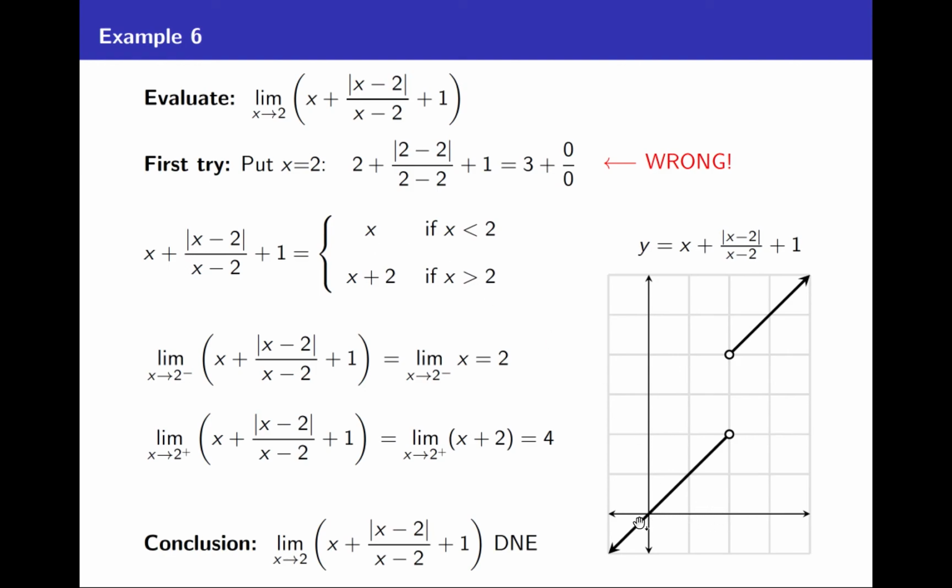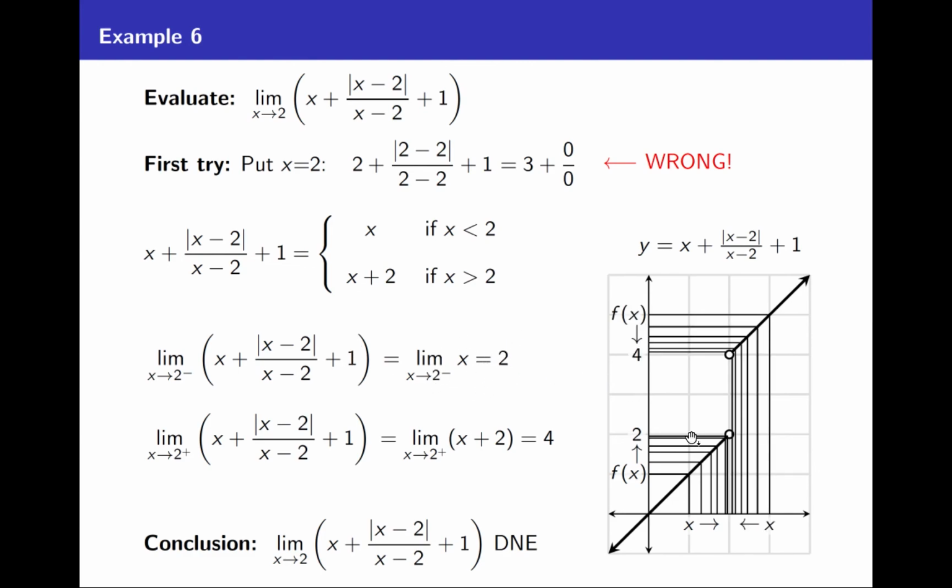So for these values of x less than 2, we graph y equals x, which is a straight line with slope 1 and y-intercept 0. So the graph of our function looks something like this. It has a break in it. And sure enough, you can see here that as x approaches 2 from the left, f of x gets closer and closer to 2, as we computed here. And as x approaches 2 from the right, f of x is getting closer and closer to 4, which reinforces the 4 that we got here in the right-hand limit.